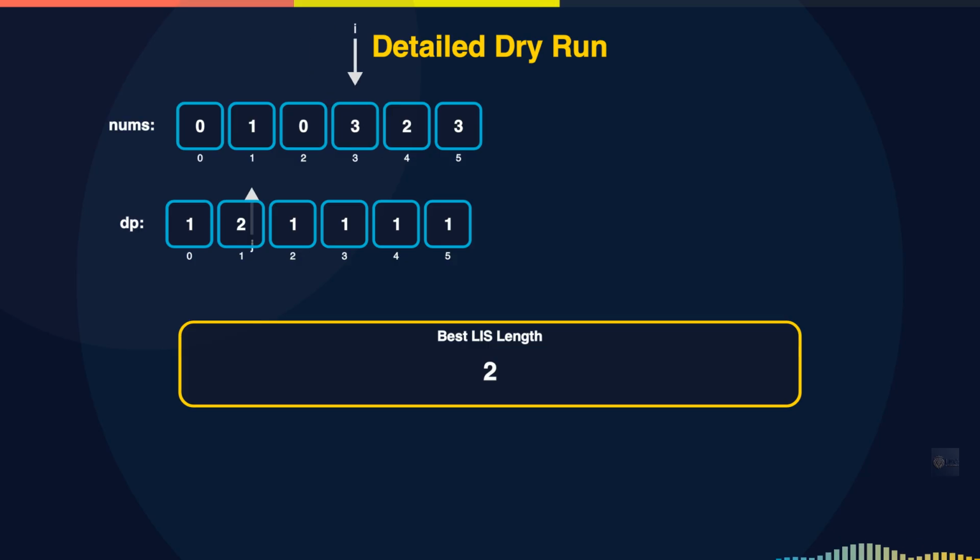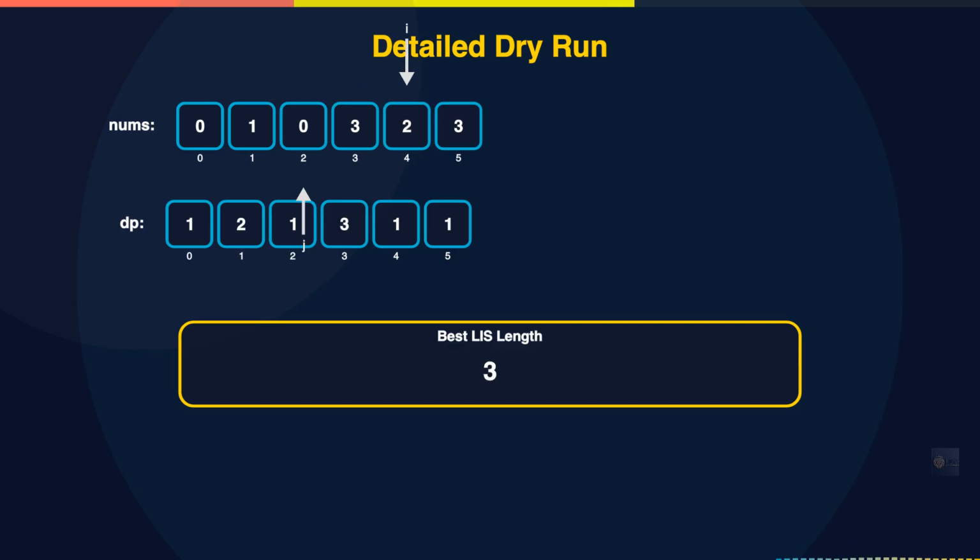i moves to index 3 with value 3. j at 0 gives 0 less than 3, so DP at 0 plus 1 is 2. j at 1 gives 1 less than 3, so DP at 1 plus 1 is 3. j at 2 gives 0 less than 3, so DP at 2 plus 1 is 2. The best is 3, so DP at 3 becomes 3.